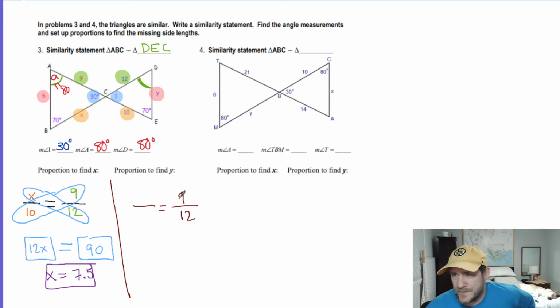But again, make sure you keep your parts in corresponding order. So when we did 9 over 12, we were doing the left side triangle divided by the right side, in that order, left over right. So that means we got to go 6 over y in that order. 6 has to be in the numerator. Y has to be in the denominator. But now that we're set up correctly, we cross multiply. 6 times 12 is 72. 9 times y is 9y. So if you divide by 9 now, you get 8.